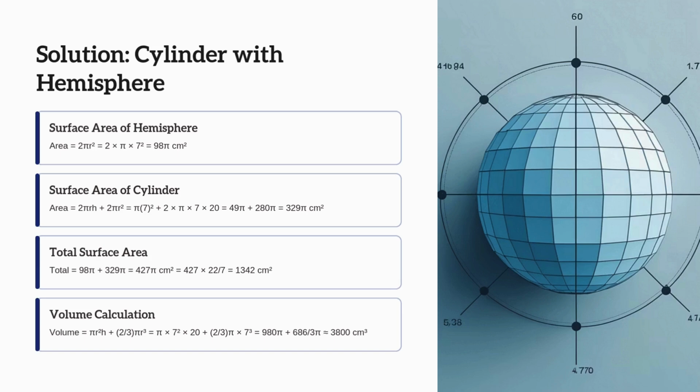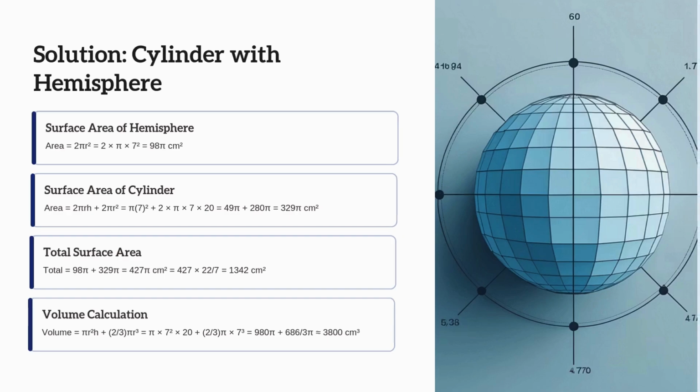Convert to decimal approximation. 980 pi is approximately 3078.76. 686 over 3 pi is approximately 722.18. Adding gives about 3,800 cubic centimeters. Final answers. Total surface area equals 1,342 square centimeters. Total volume equals 3,800 cubic centimeters.